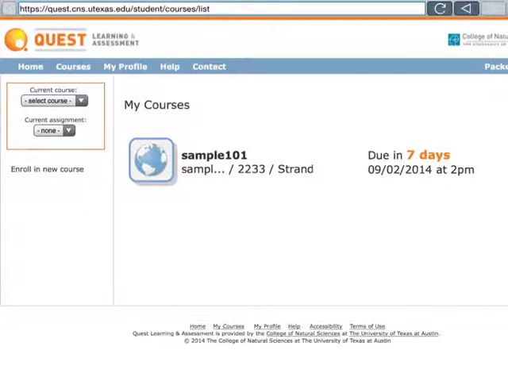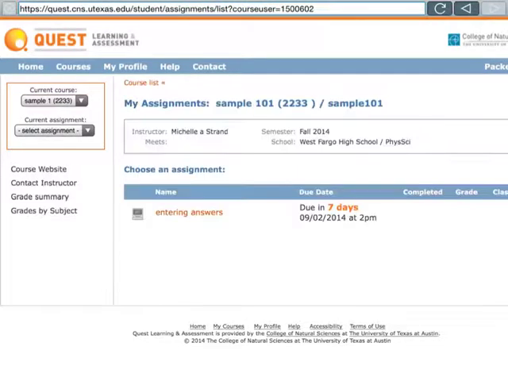So here are my courses, so you can see here that this is my course, and there is something due in a certain time frame. So now if I click on my course, I can see that there is an assignment down here. And it shows when it's due, and so I'm going to click on this assignment so I can see it.